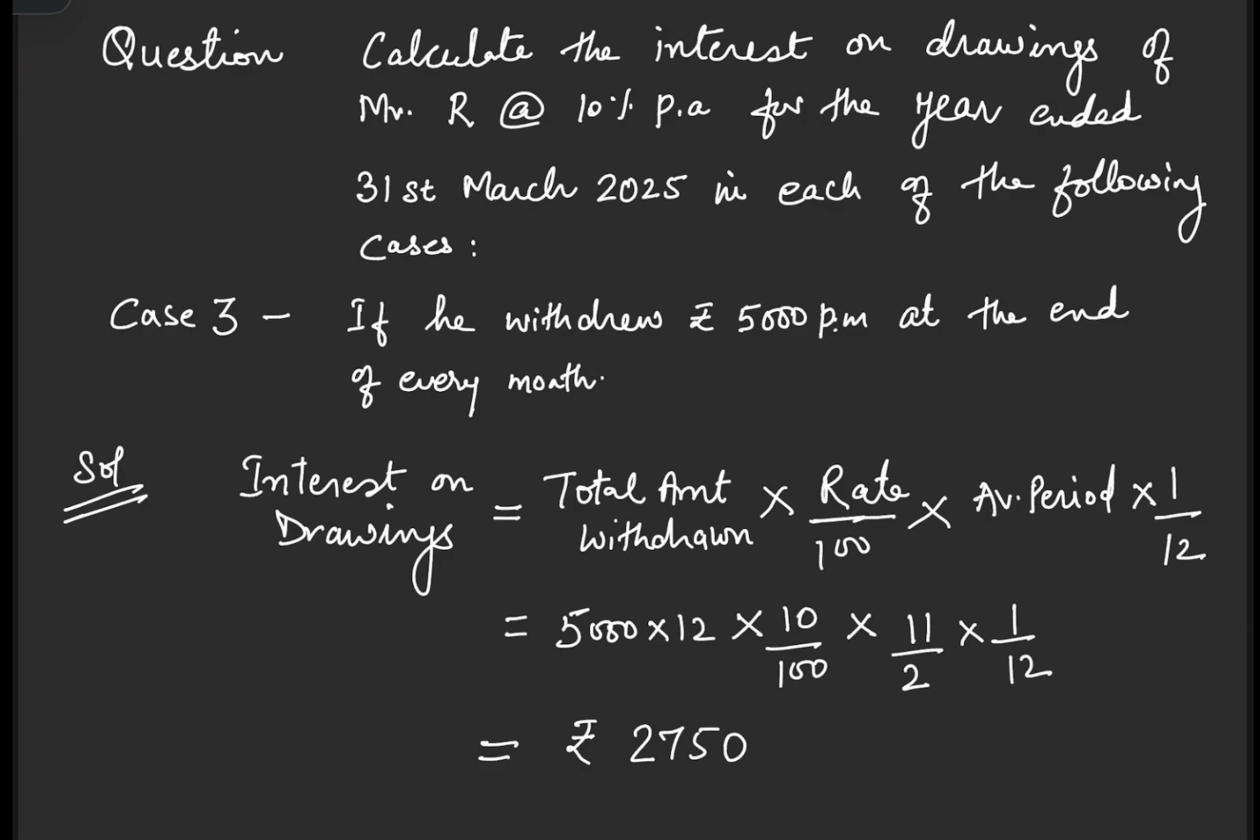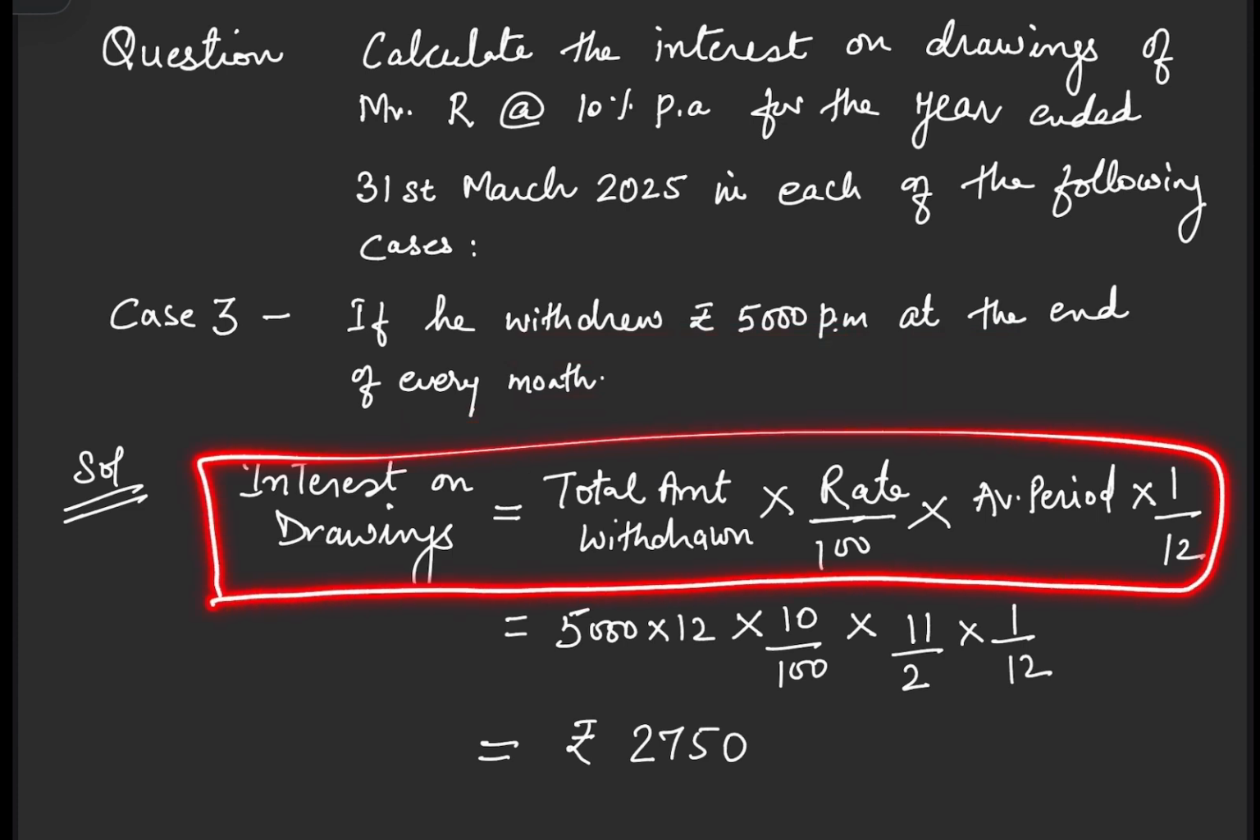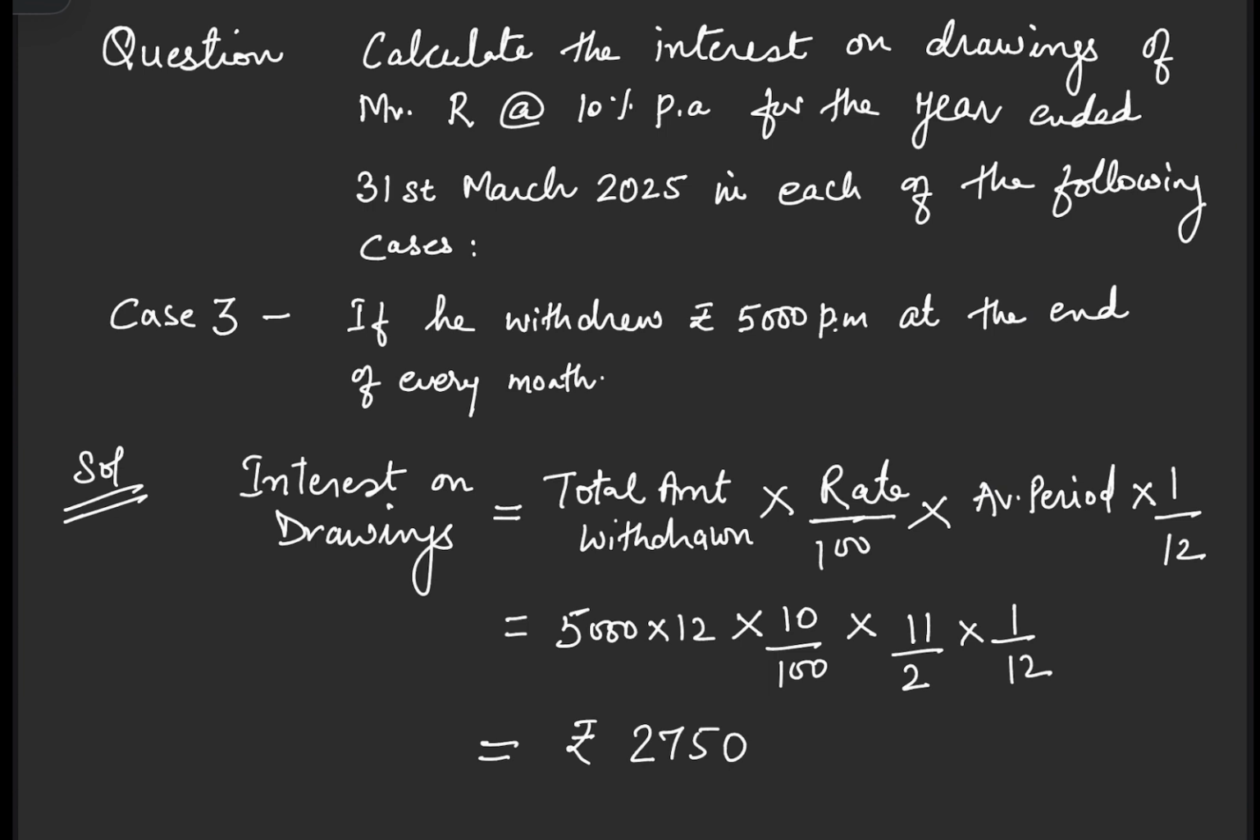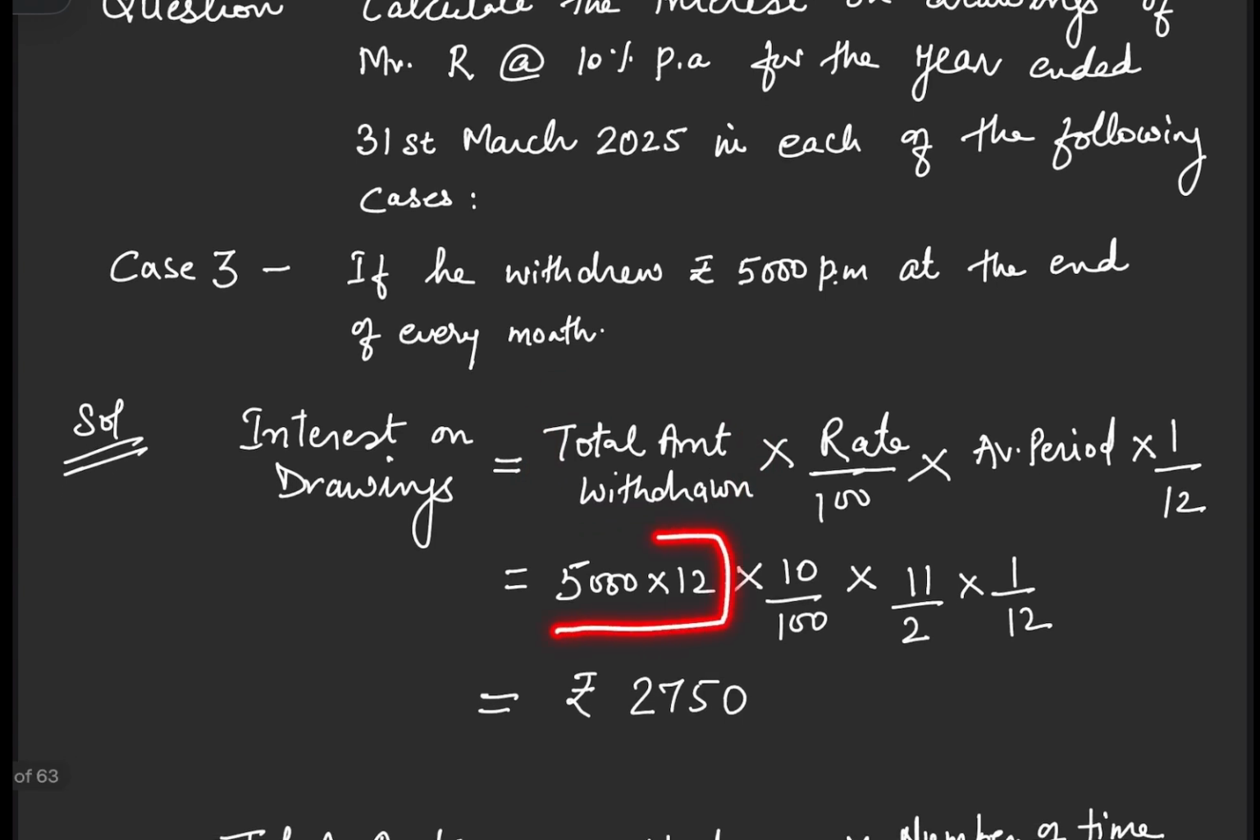So in this case, if the partner R has withdrawn rupees 5,000 per month at the end of every month, then the formula to be used is the same. Total amount withdrawn multiplied by rate upon 100 multiplied by average period and 1 by 12. Now see that in all these cases we have noticed that the amount withdrawn is rupees 5,000 throughout the year. So for 12 months, the total amount withdrawn in all these cases was 5,000 multiplied by 12.